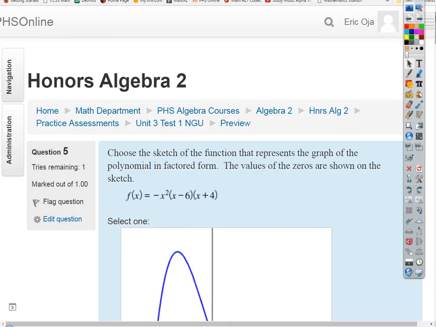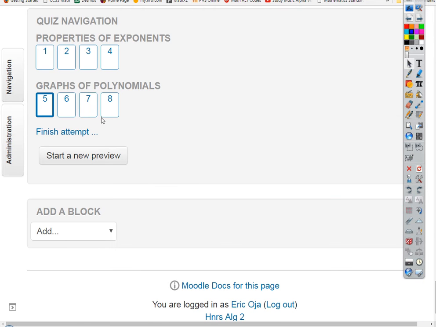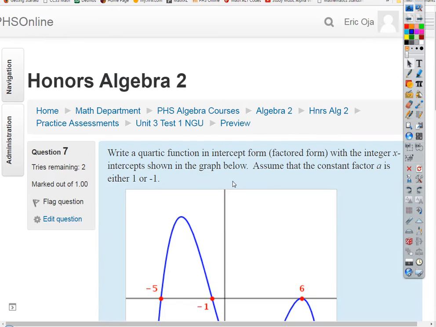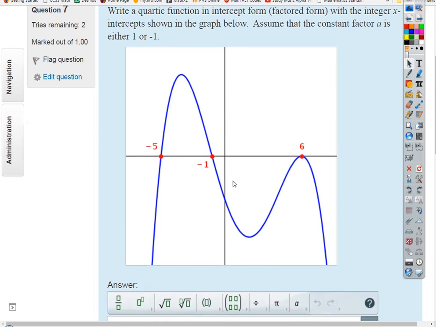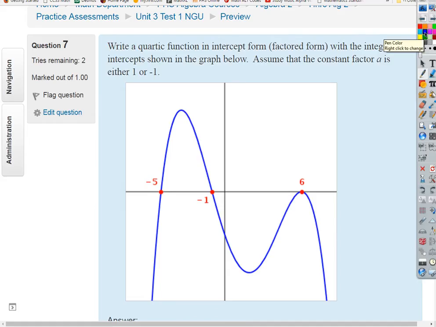Let's look at, except these. What about this one? It says write a quartic function in intercept form with integer x-intercepts, and we're assuming that the a is either going to be 1 or -1. So how could we take the graph and write a function? What are the x-intercepts going to be? This is really easy, much easier than the other thing we just did. Okay, so the x-intercepts are -5, -1, and 6.